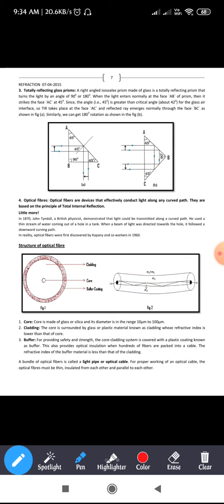So just go through for a few minutes about this, both the total reflecting glass prism and this optical fiber.